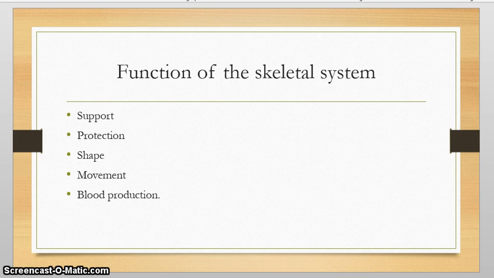Next one is movement. Muscles are attached to bones which are joined, and when the muscles contract, the bones move. Blood production: red blood cells that carry oxygen and white blood cells that protect against infection are produced in the bone marrow of some bones.